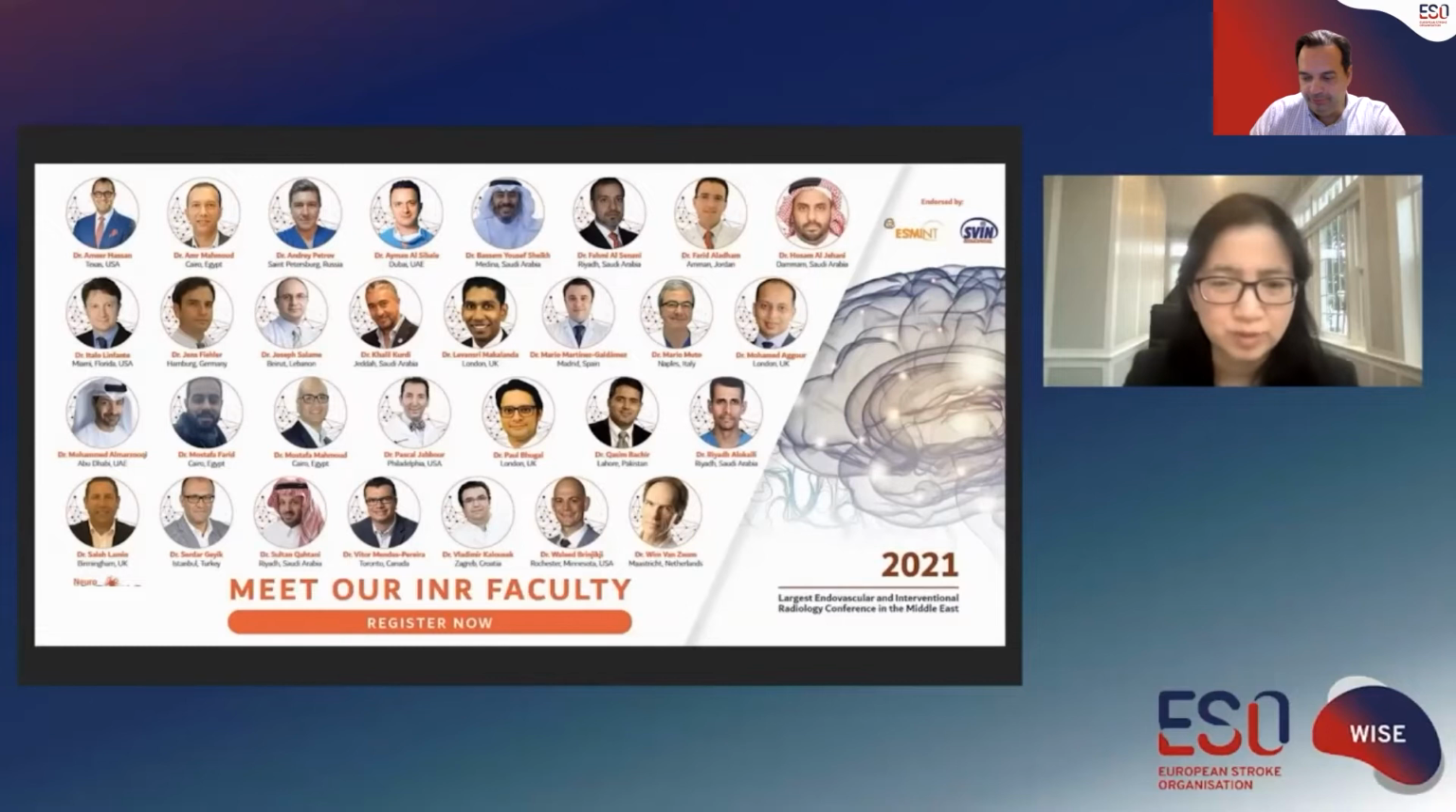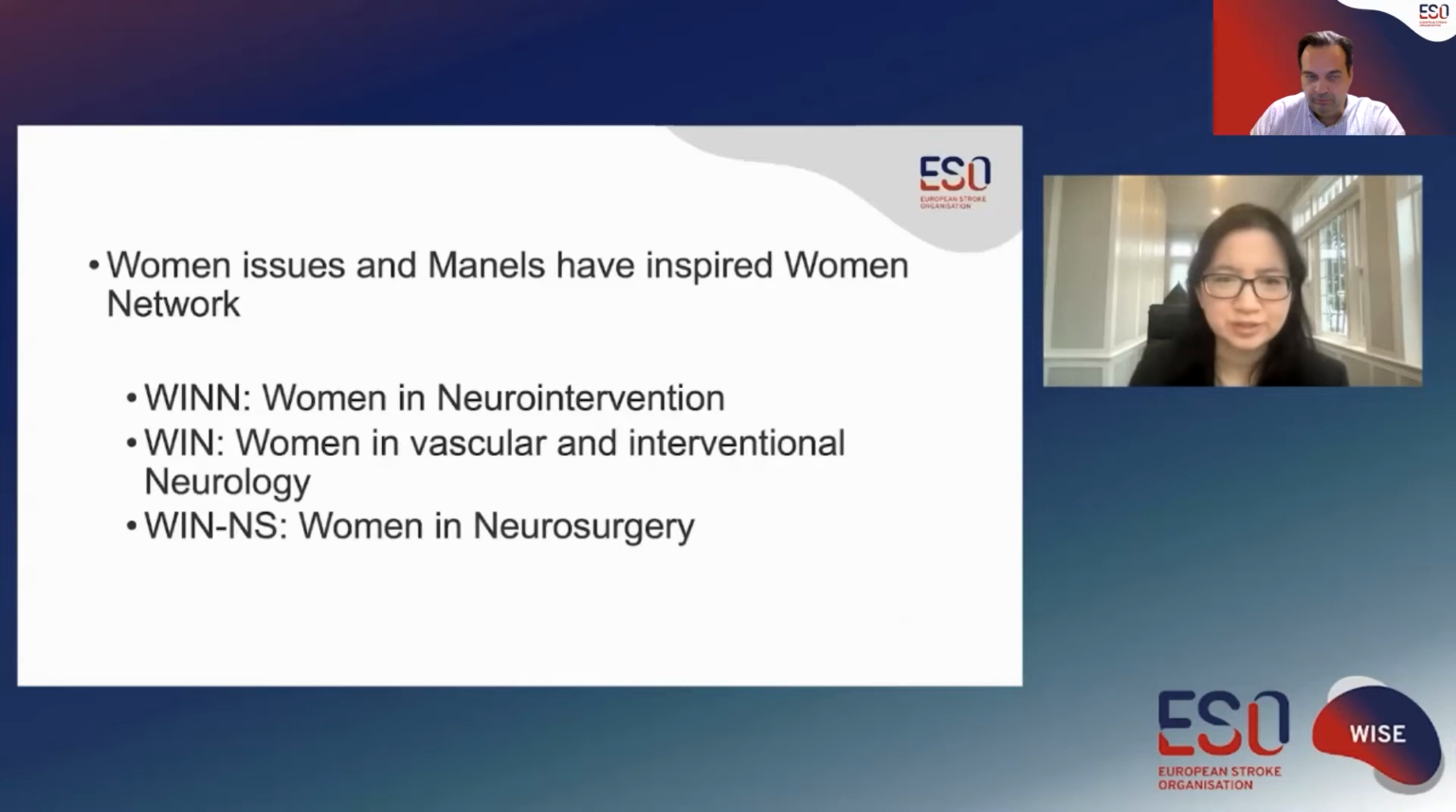So when a woman looks at this panel, the gut reaction is that it is a rather exclusive environment and that maybe I do not belong in this meeting and maybe it's not the right meeting for me to attend. These women issues and the mantles have inspired many movements in women's networks. We've created a Women in Neurointervention Network. There's Women in Neurology and Vascular Interventional Neurology Networks, and Women in Neurosurgery, Women in Neurology, you name it, you will find it.